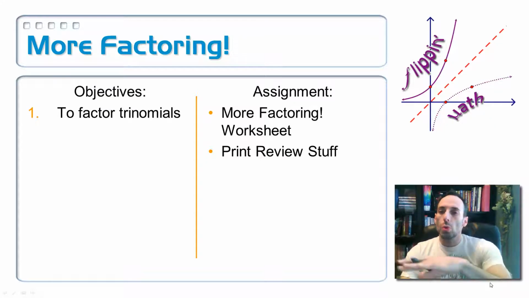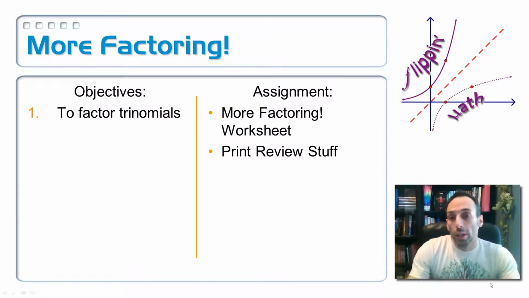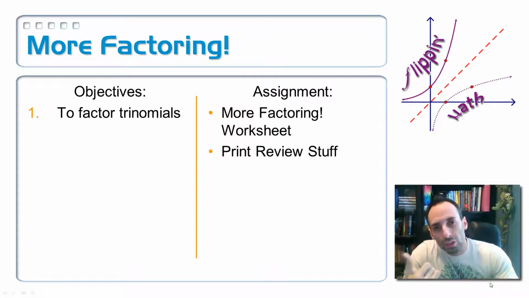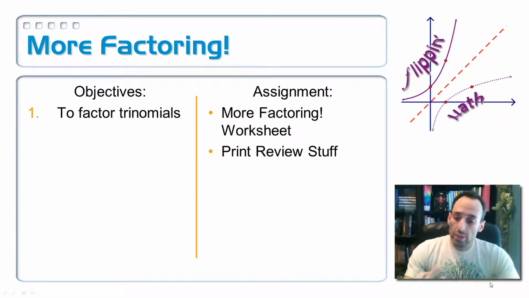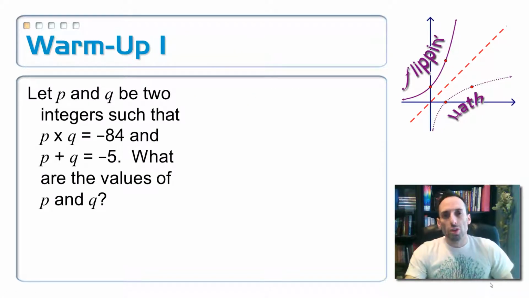Now, even though there's just one objective to factor trinomials, this is actually going to come in three parts. Trinomials, three parts. Anyway, so we'll have stuff like perfect square trinomials, or if it's not that, maybe the leading coefficient is 1, or if it's not 1, maybe it's something else, and those are the three cases that we're going to have to consider here. So before we do that, let's take a look at this warm-up question.